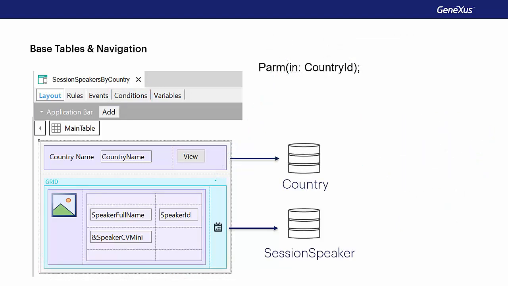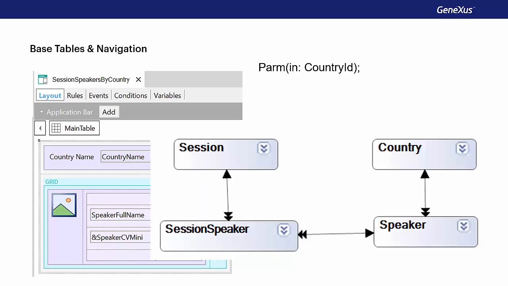As we already know, GeneXus identified the base tables of each part, country and session speaker. Despite their indirect one-to-n relation, these tables will have independent navigations by default. This means that it's like having a pair of parallel, non-nested for eaches. If we want to link the navigations, we'll have to do it explicitly. In this example, it was because we received in an attribute parameter.